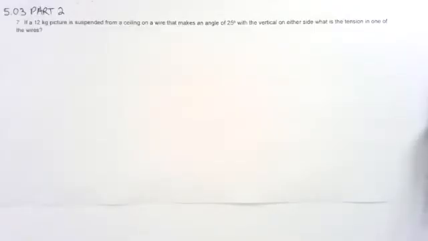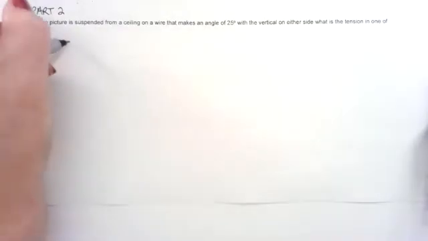Okay, this is physics 5.03 part 2. So we're going to work on that second picture. What if we have multiple angles? We've got a 12-kilogram picture suspended from a ceiling on a wire that makes an angle of 25 degrees with the vertical on either side. What is the tension in one of the wires?